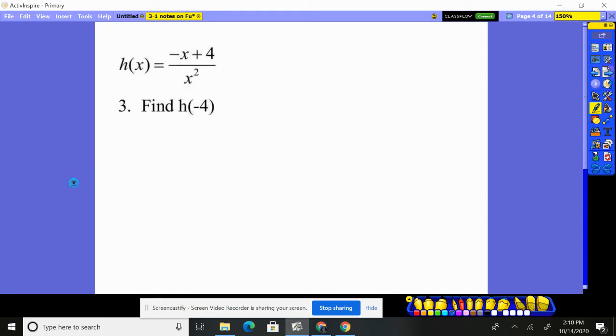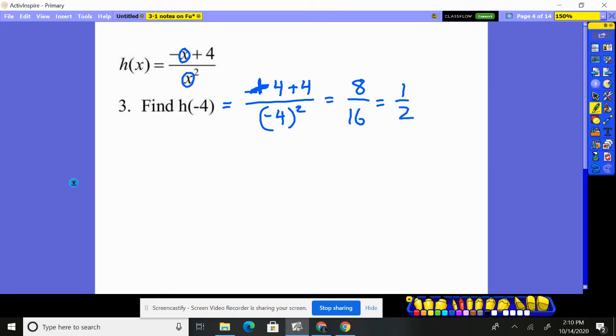What about this one function? h of x is the opposite of x plus 4 divided by x squared. So it says find me h of negative 4. So it's the opposite of negative 4 plus 4 all over negative 4 squared, because we replace that x with a negative 4 and that x with a negative 4, which is what I've done here. The opposite of negative 4 changes to positive 4. So the top gives us 8. Negative 4 times negative 4 is positive 16, which simplifies to a half.